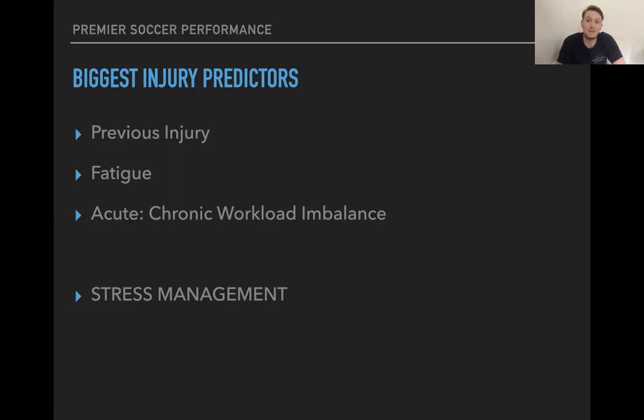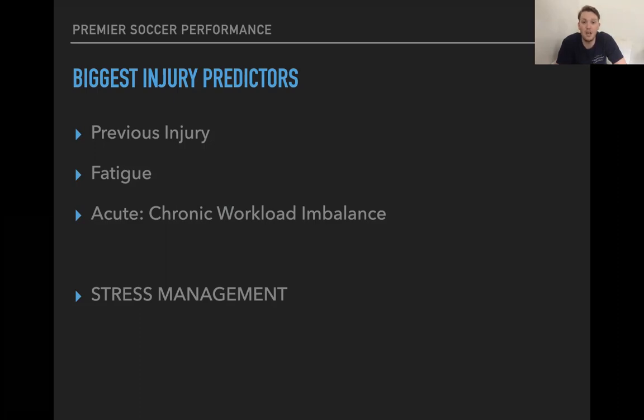Okay. Fatigue. Fatigue is highly correlated with injury. Most injuries occur at the end of a half or the end of a game in soccer. Okay, so that should tell you everything you need to know. If your athletes are fatigued, they're less injury resilient.